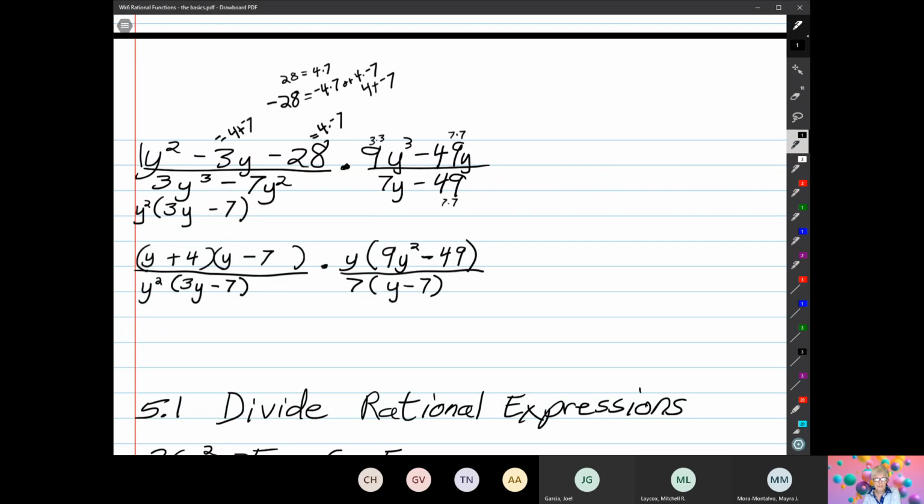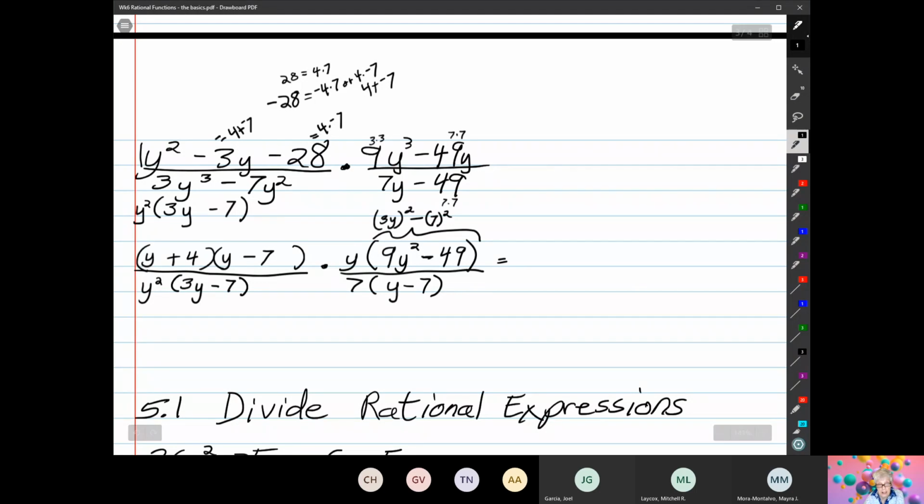Well, this term needs to be factored more. This is 3y squared minus 7 squared. That is the difference of two squares there.